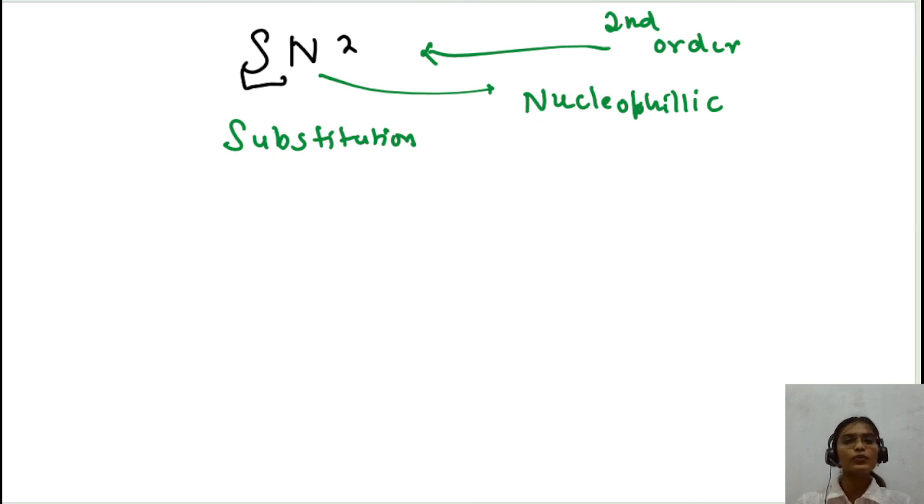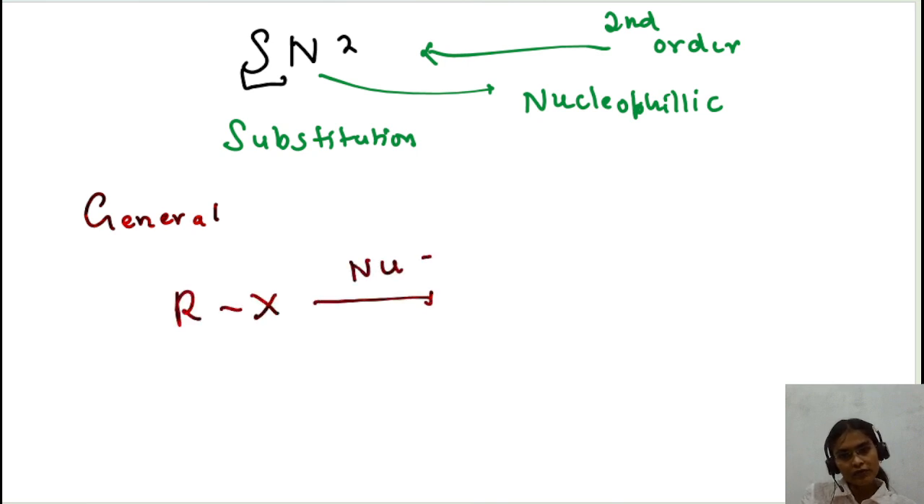What is the meaning of this word SN2 mechanism? What is the difference here, and why is it known as an SN2 mechanism? First of all, let's discuss a general reaction. Let's suppose I have some RX, and we are adding some kind of nucleophile. So the leaving group leaves and we end up with this nucleophile attacking this side.